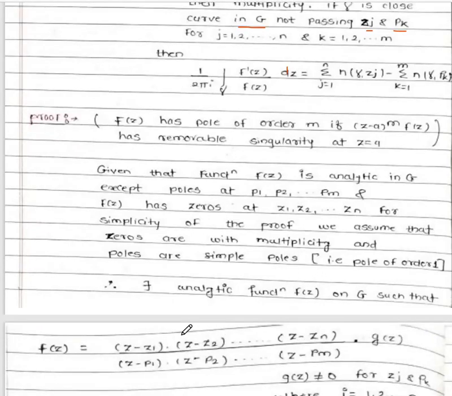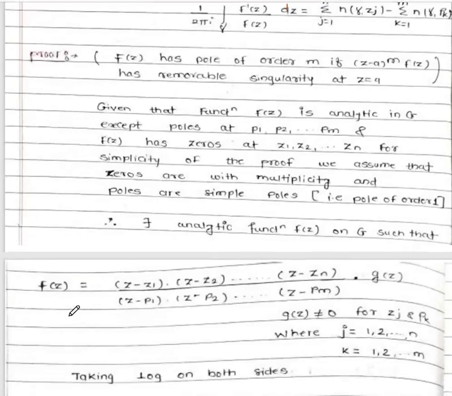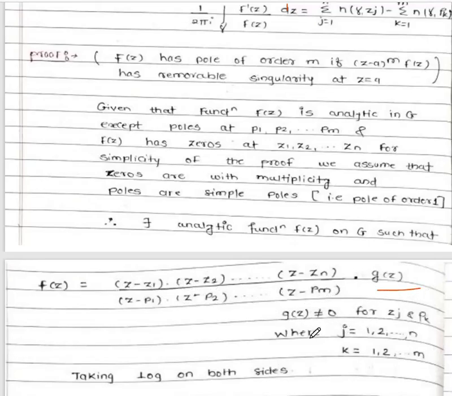Therefore, by using the definition of an analytic function with multiplicity, there exists an analytic function g of z on G such that f of z equals, in the numerator z minus z1, z minus z2, up to z minus zn, divided by z minus p1, z minus p2, up to z minus pm, into g of z. These are the zeros, these are the poles. Here g of z is not equal to 0 at zj and pk, where j equal to 1 to n and k equal to 1 to m.